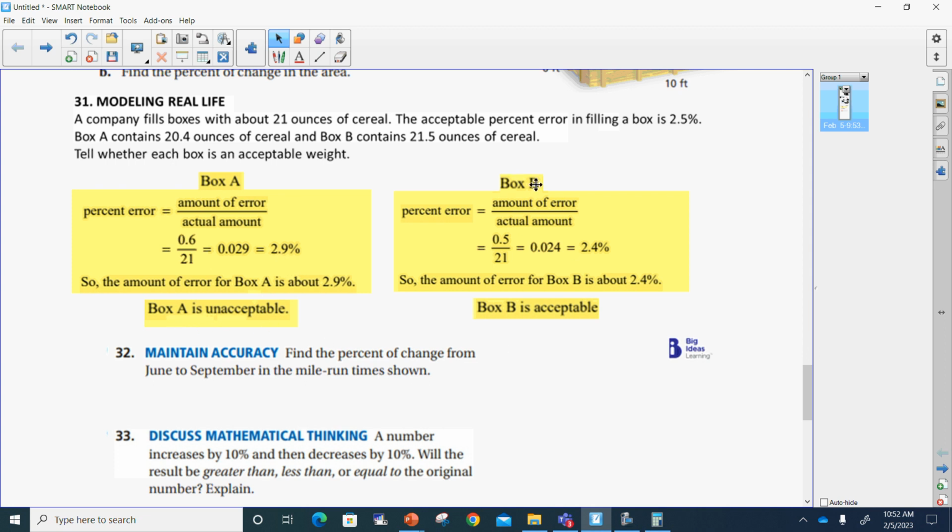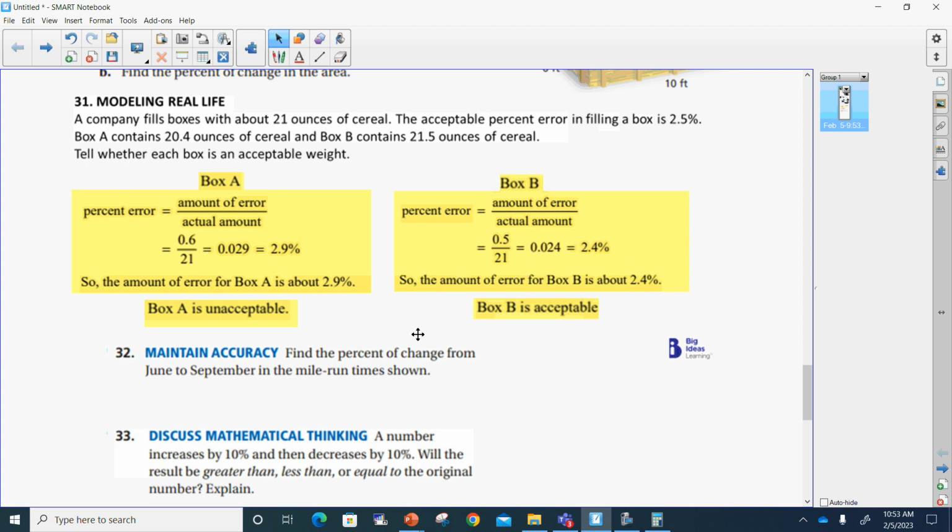Box B, on the other hand, is 21.5 minus 21, which is only a difference of 0.5. When we divide that by 21, you get 0.024, and you move the decimal over 2 places, that'll be 2.4, and 2.4 is under 2.5, so box B is acceptable.